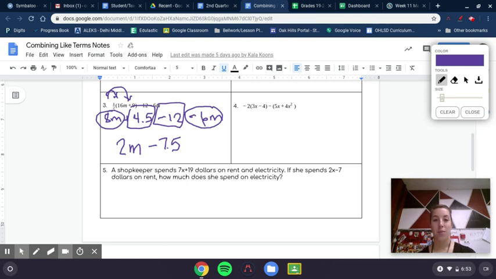Okay, let's move on to the next one. The next one has a negative 2 in front and a negative in front of the second set of parentheses. So when I distribute, I have to distribute to both. And it looks like I have to do negative 2 times 3x.